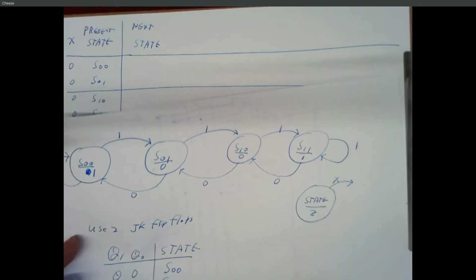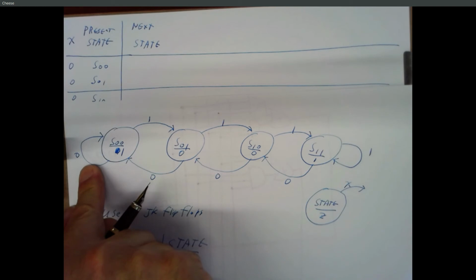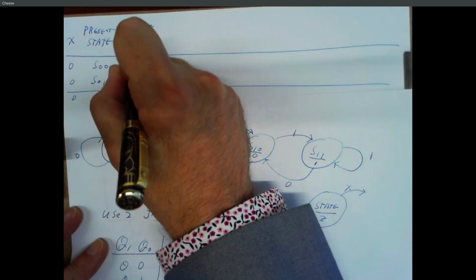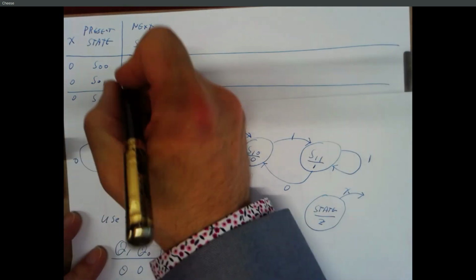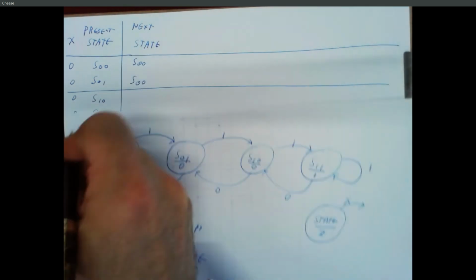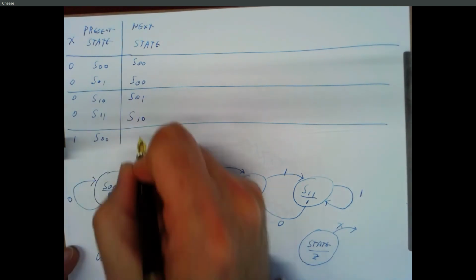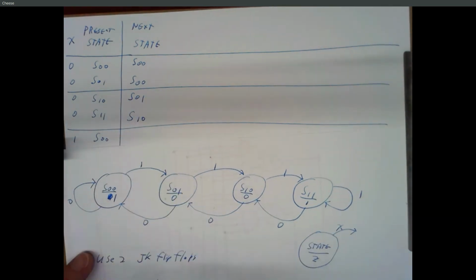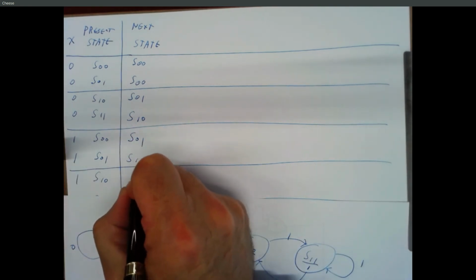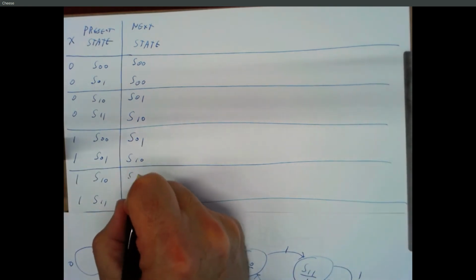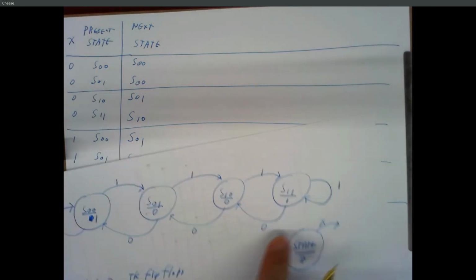And here we just read from the diagram. So if we've got a 0, if we're in 00, we should stay. If we're in 01, we should go to 00. If we're in 10, we should go to state 01. If we're in 11, we should go to 10. And a 1 is counting up, so 00 goes to 01, 01 to 10, 10 to 11, and 11 stays in 11.